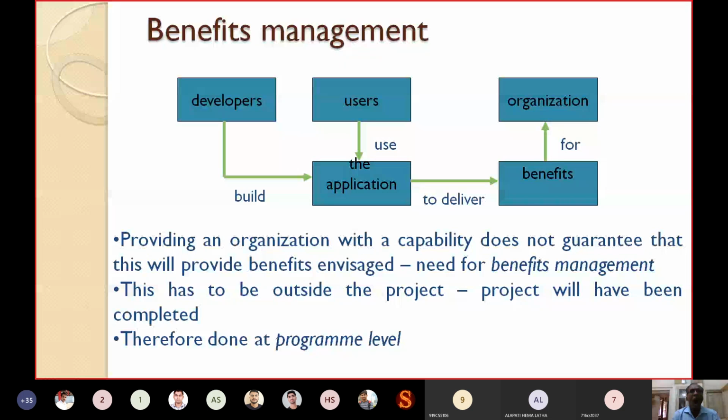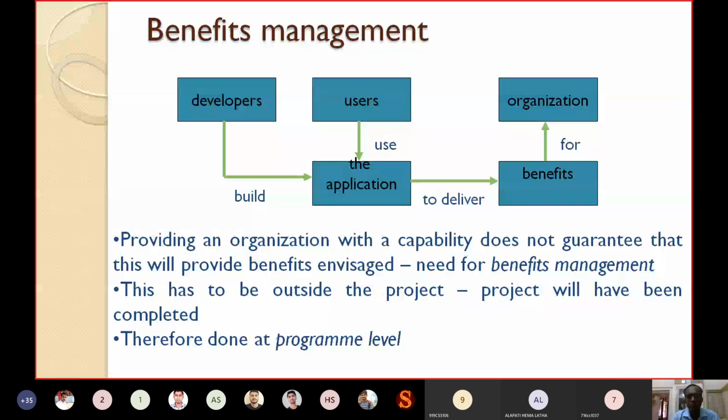Providing an organization with a capability does not guarantee that this will provide benefits. You are saying that this organization is capable of doing this thing, you are providing some capability to an organization. It doesn't guarantee that this organization or this action will provide benefits. There is a need for benefits management. We have to properly manage the different activities and the benefits.